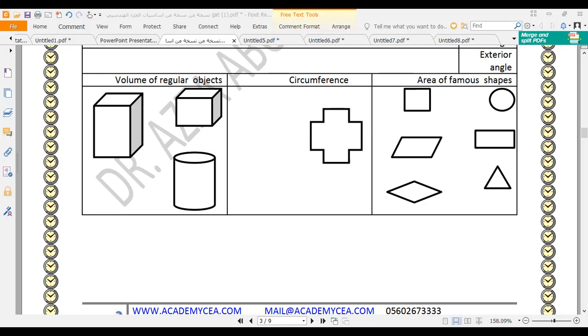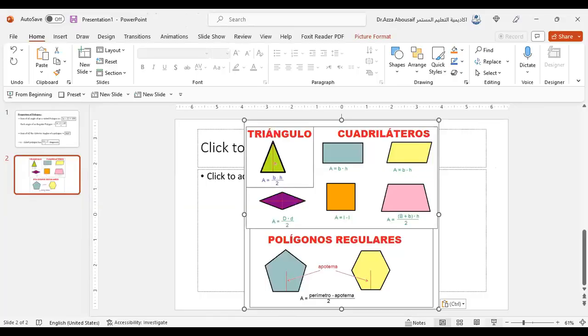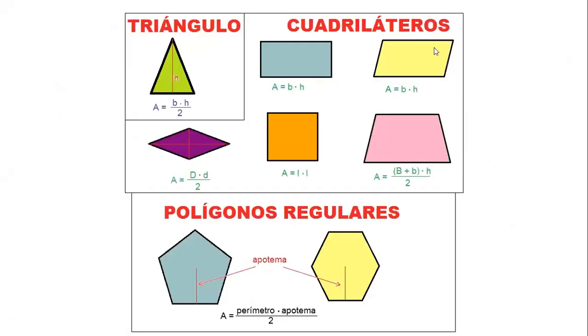So we can share the screen together. Okay, you have to memorize: the area of a triangle is base times height over 2. Area of a rectangle is base times height. Parallelogram is base times height. And square is L times L. And trapezium is the bigger base plus the smaller base, all of this times the height over 2, okay? And rhombus or diamond is the bigger diagonal times the smaller diagonal over 2.